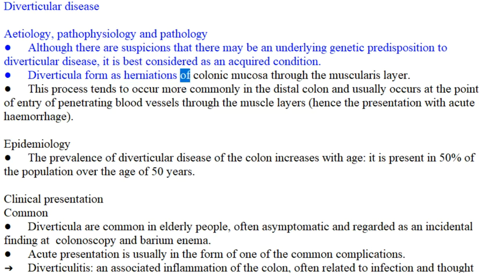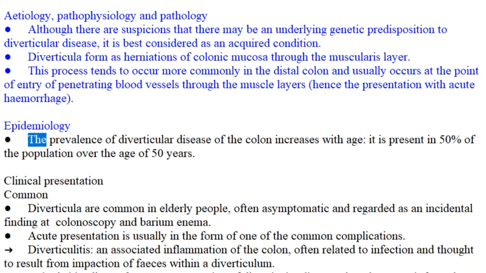Diverticula are herniations of colonic mucosa through the muscularis layer. This process tends to occur more commonly in the distal colon and usually occurs at the point of entry of penetrating blood vessels through the muscle layers, hence the presentation with acute hemorrhage.